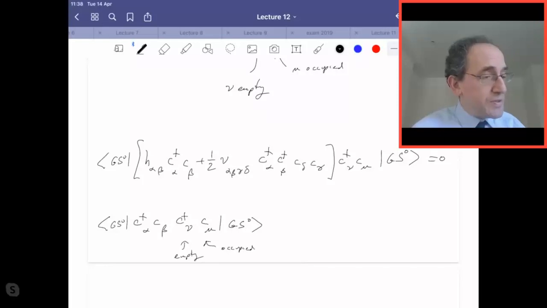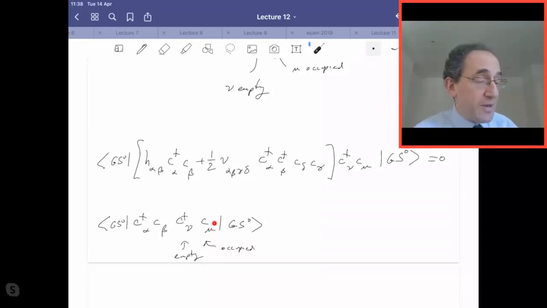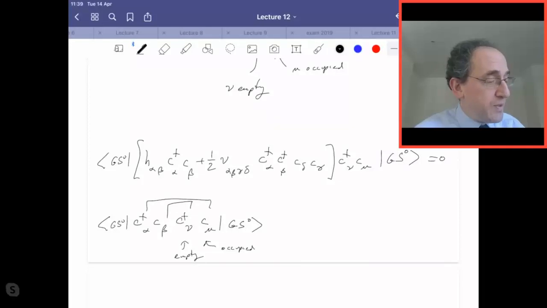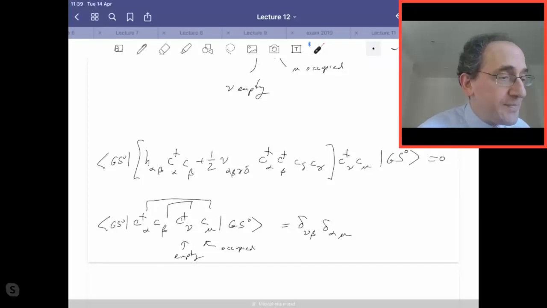Okay, so you start with the ground state, which is a whole bunch of occupied orbitals. You remove one of the occupied orbitals and you fill one of the empty orbitals, and you have to get back to the same ground state. The only way you can do that is if beta matches nu and if alpha matches mu. Delta nu beta, delta alpha mu, right? You've removed someone from below the Fermi surface, you put them above the Fermi surface, you have to then remove the guy above the Fermi surface and put him back below the Fermi surface again to get back to the original ground state.